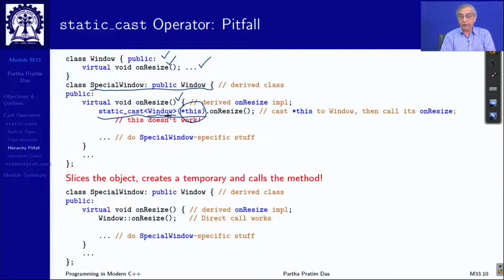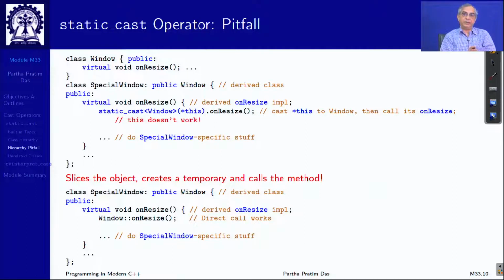But if you do that, recall that this will actually lead to slicing, because you are trying to copy a specialized object as a generalized object. So, when you do that, you will have only the base part going, and how will the compiler handle that, because the compiler cannot lose the original object? So, the compiler creates a temporary and slices the base part of the special window object as a temporary window object, and on that it calls the method. It does not call the method on the current object. It is calling it on a temporary which you have created because of this static casting, and therefore, you will see no effect.